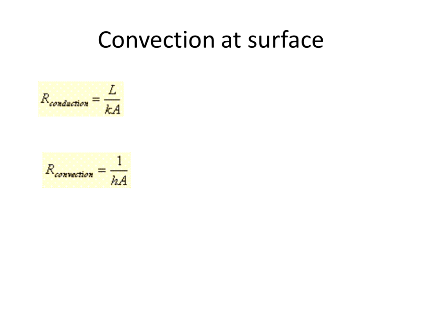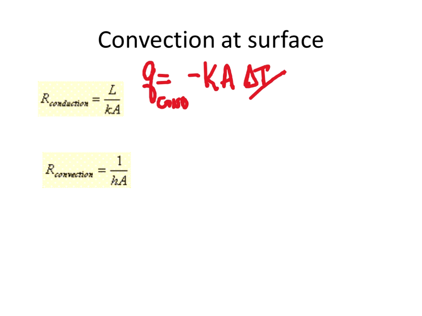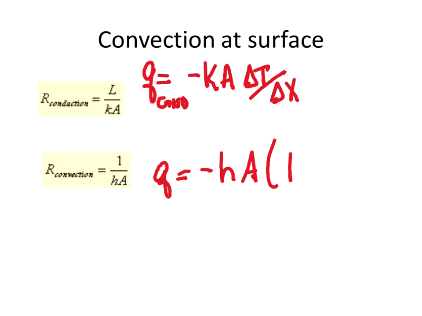So let me just review real quick the expression for heat transfer due to conduction, and that was minus K A delta T over delta X. And then for convection, we have Q equals minus H A, and then T at the surface minus T infinity, we call this. And let me give you an example of this.